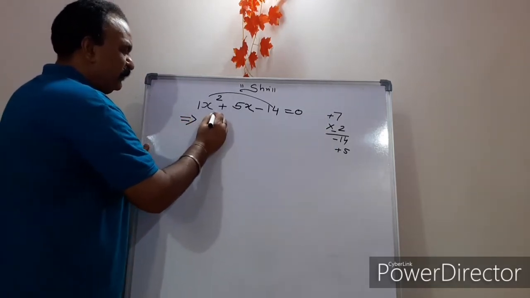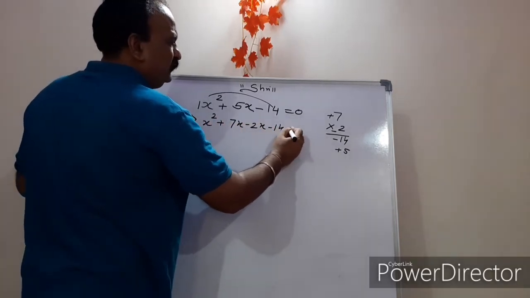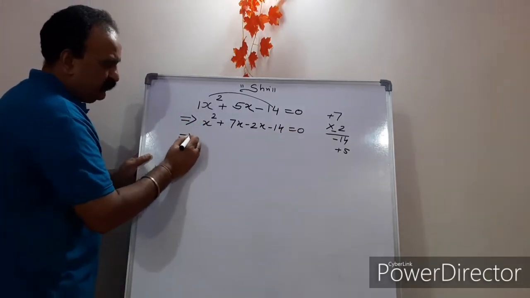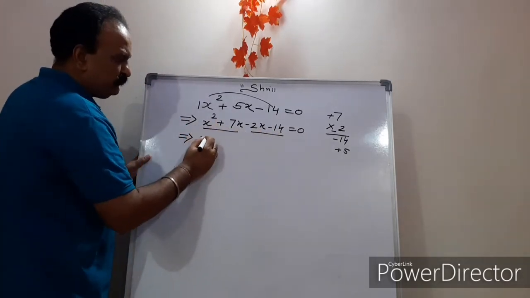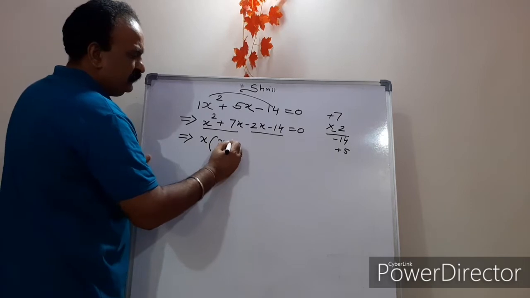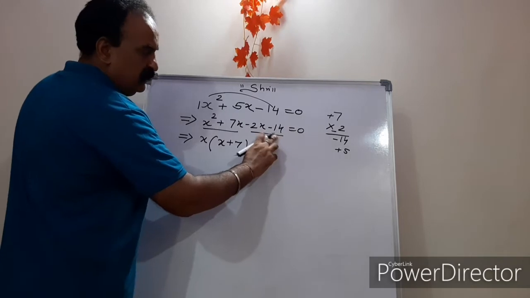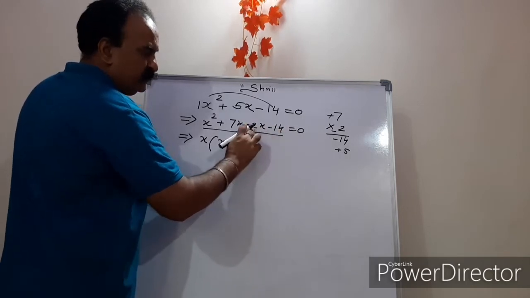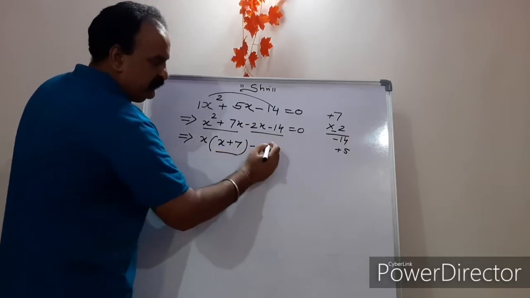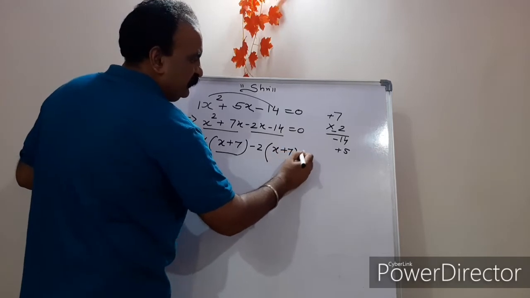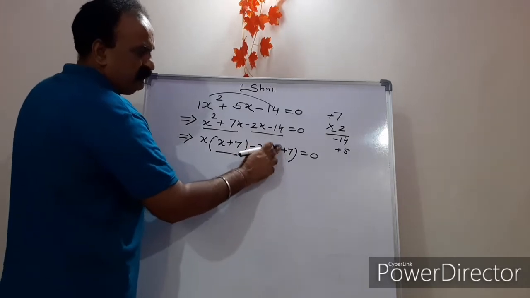Now x square plus 7x minus 2x minus 14 is equal to 0. In these first two terms you can take x common, inside the bracket x plus 7. Now in minus 2x minus 14, 2 is common: 2 sevens are 14, 2 ones are 2. It means you can take minus 2 common. Here also you will get x plus 7. See, minus 2 into x is minus 2x, minus 2 into plus 7 is minus 14.